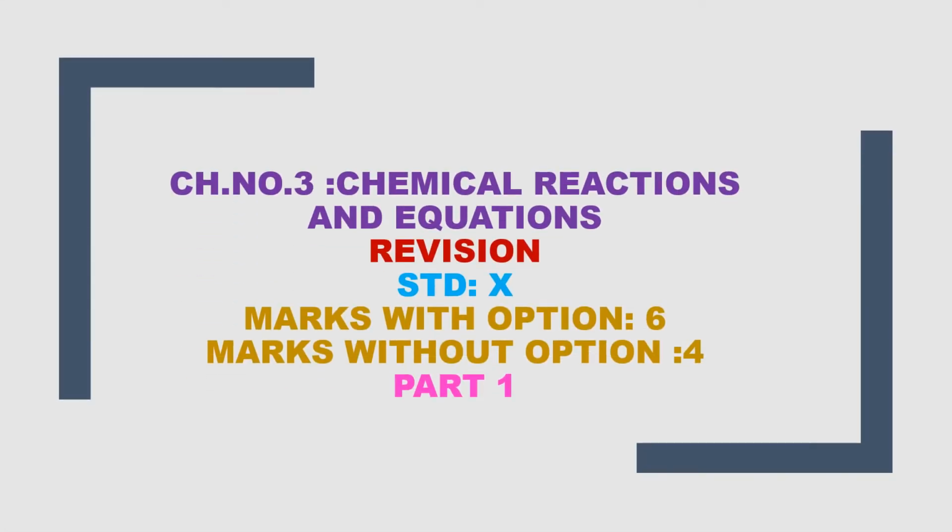Hello students, we will begin with the revision of chapter number 3, Chemical Reactions and Equations, for standard 10th. This chapter carries 6 marks with option and 4 marks without option. As this is a little lengthy chapter, the revision will be taken in 2 parts. So you are watching part 1 of the video.